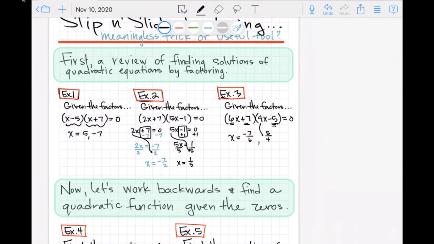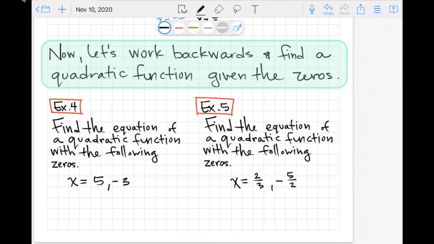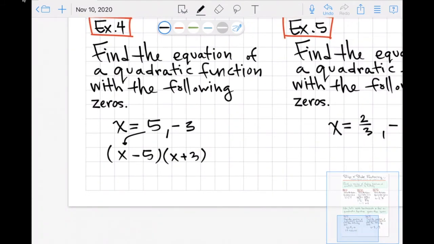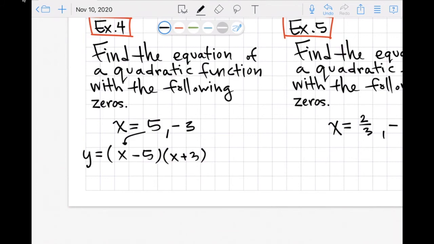Now, let's take it a step further and talk about, well, if I give you the solutions, could you work backwards and give me a quadratic function? And you can. So if we have this question that says, find the equation of a quadratic function with the following zeros. If you know that the zeros are 5, negative 3, then you can say that the original factors were x minus 5, right? Because 5 minus 5 is 0, and x plus 3, because negative 3 plus 3 is 0. So what we can say now is that if these are the zeros, then we've found a potential or one of the possible quadratic functions that has that as the zeros.